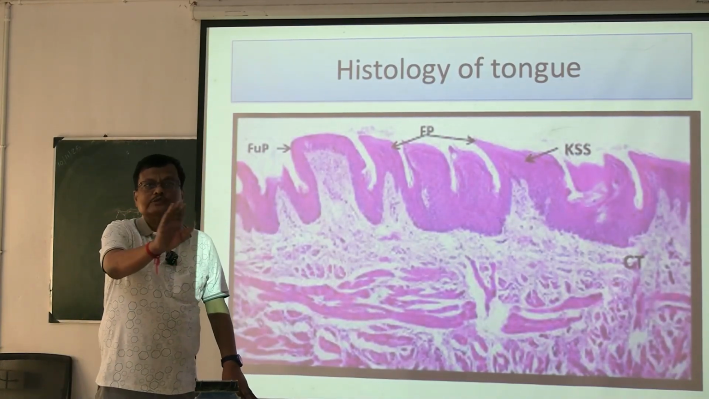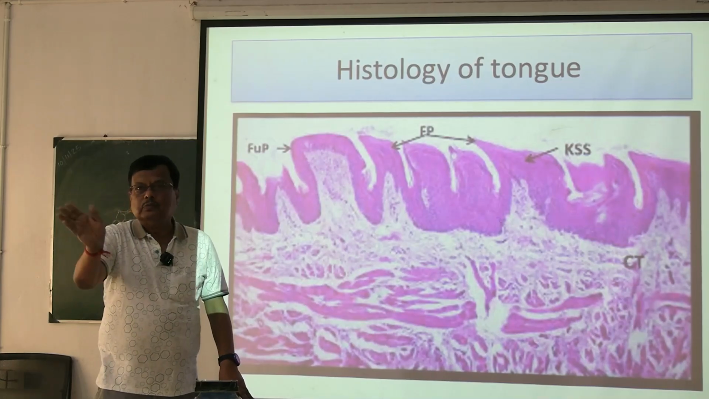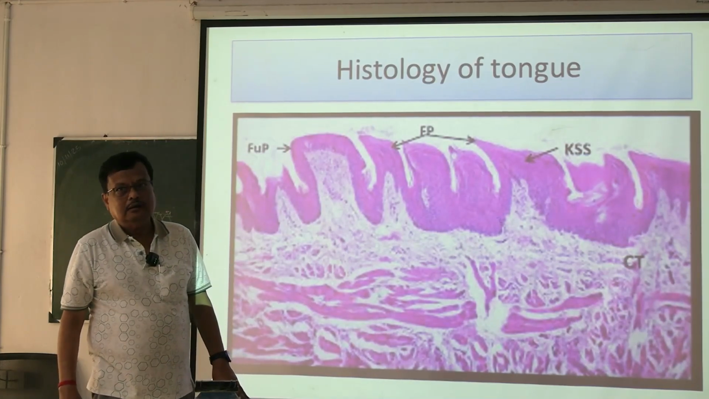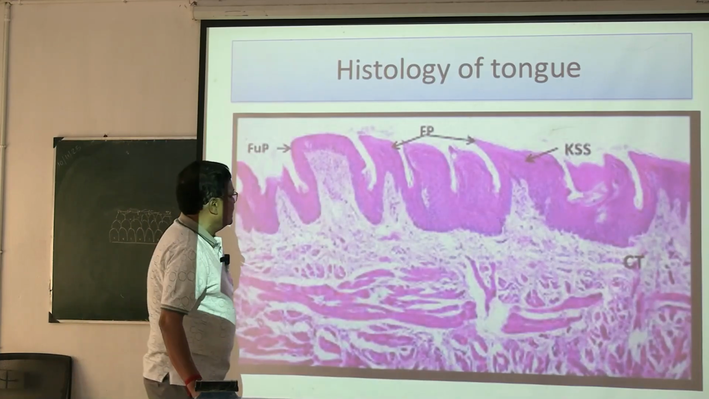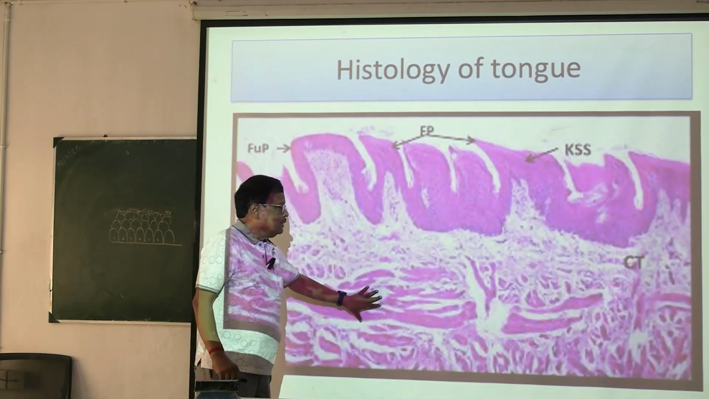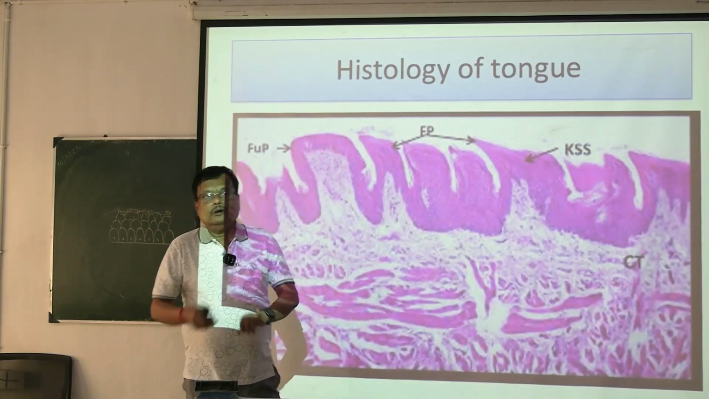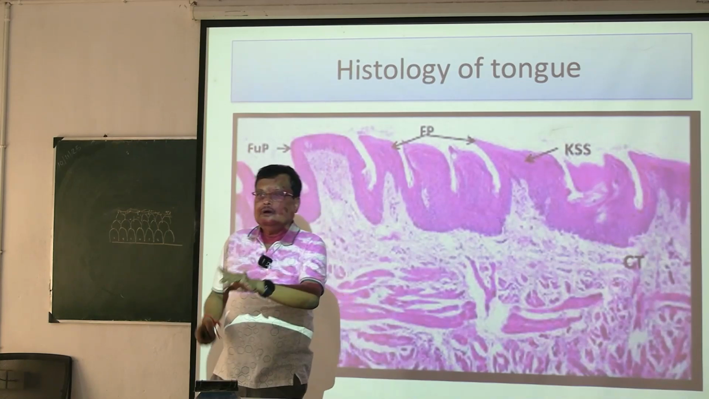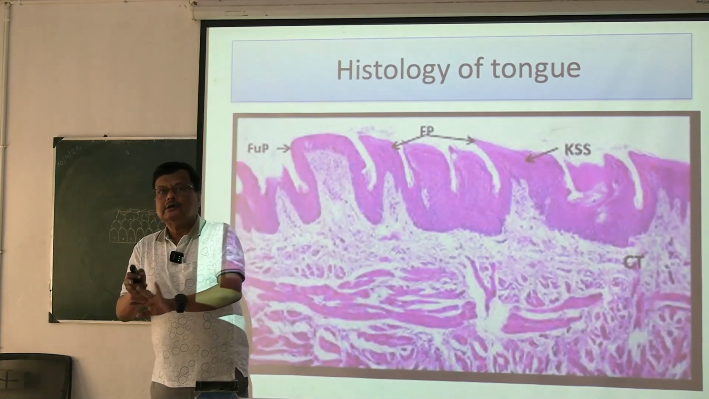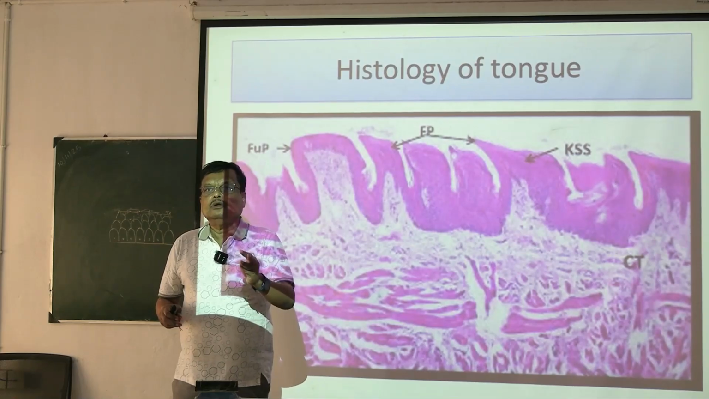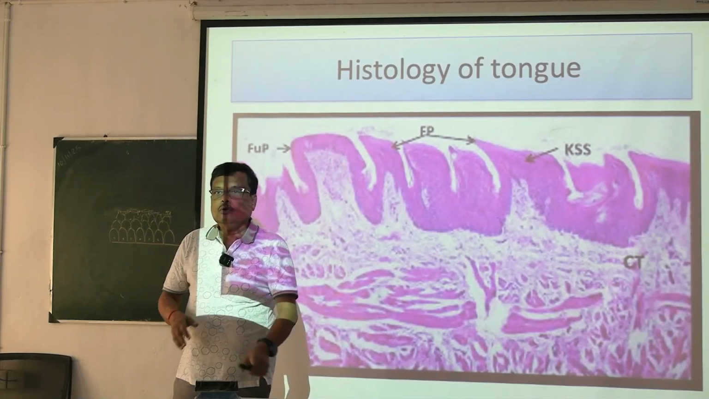If the examiner asks you, then you will tell. Underneath it there is a connective tissue, the submucosa, and deep to it there is a muscle. Type of muscle? Skeletal. Direction of the muscles?